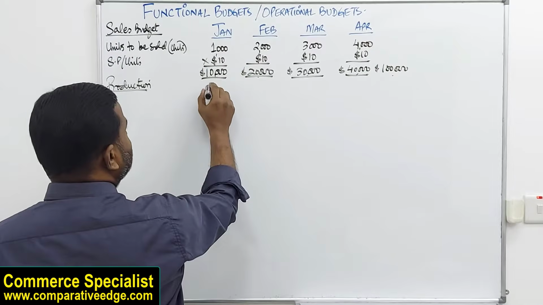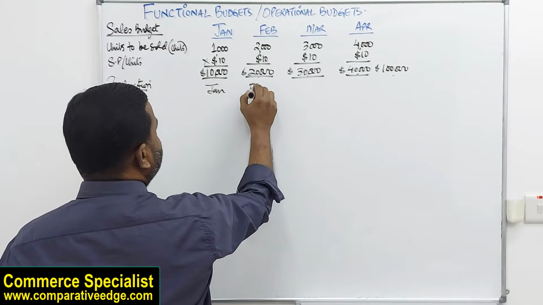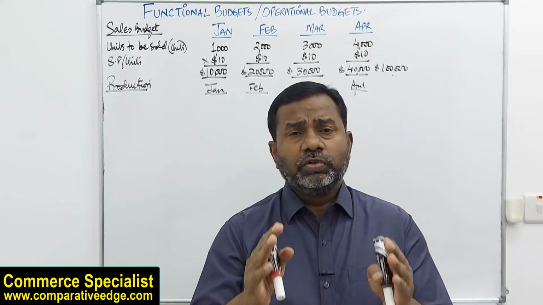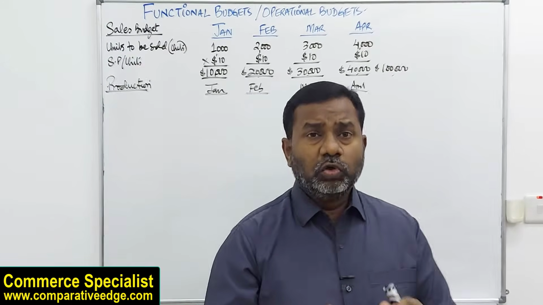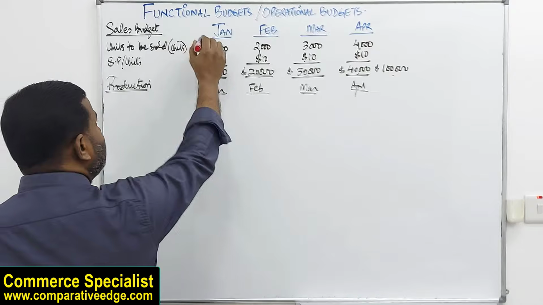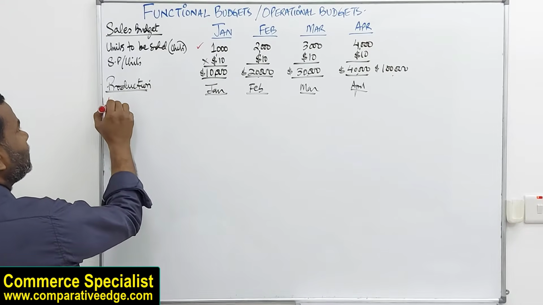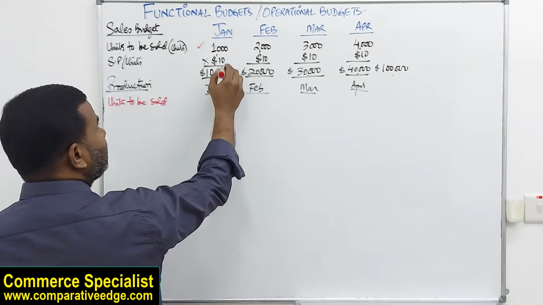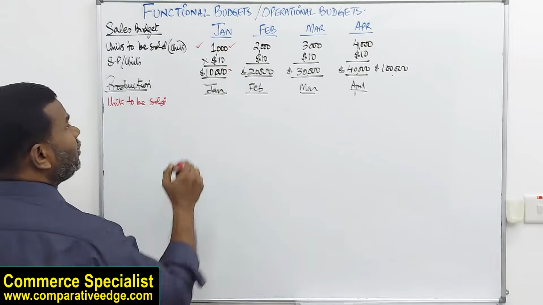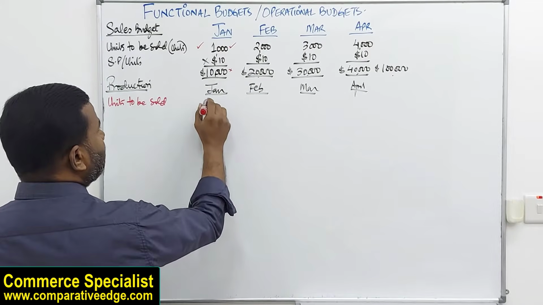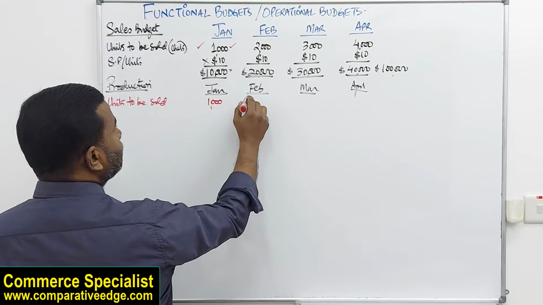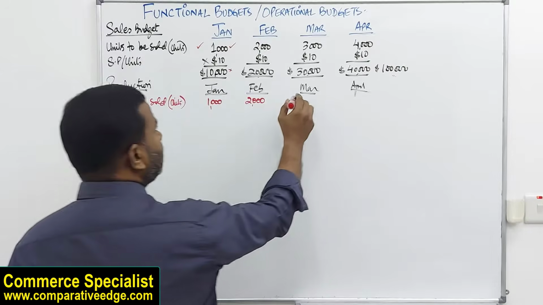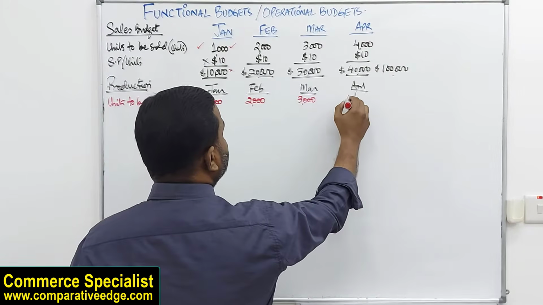Same number of months, you have January, February, March, April. Here, in order to start off with the production budget, you have to start off with units to be sold. And obviously don't take the sales value, take the units. We're talking about units, not the value of sales. So we're talking about 1000 units, 2000 units, 3000 and 4000 units. The production budget is all in units, okay?